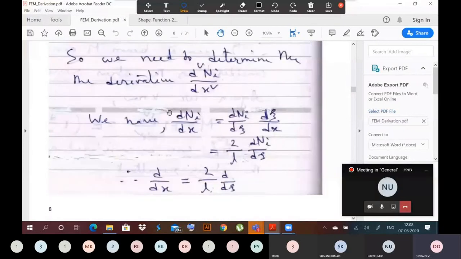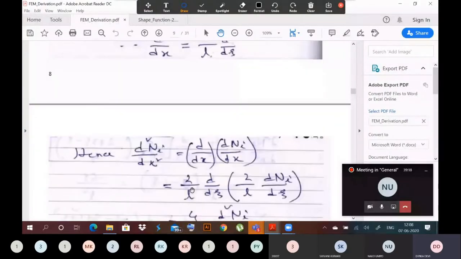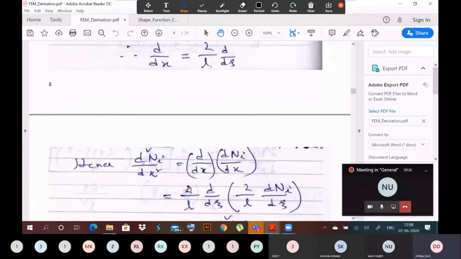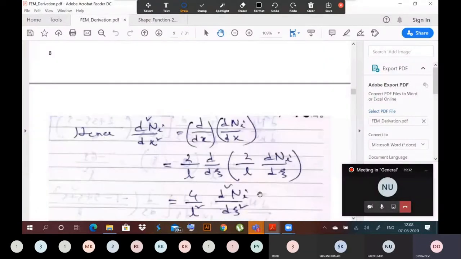So using this, you can find the second derivative. d square Ni by dx square is equal to d by dx of dNi by dx. What is d by dx? d by dx is equal to 2 by L d by dxi, and dNi by dx will be equal to 2 by L dNi by dxi. So that will give you 4 by L square d square Ni by dxi square. You can also calculate directly. First you find out dNi by dx, then you find out d square Ni by dx square. Ultimately you will get the same values. It doesn't matter how you calculate. But here I have used this technique. I have calculated the value of d by dx, and then we have put this value.